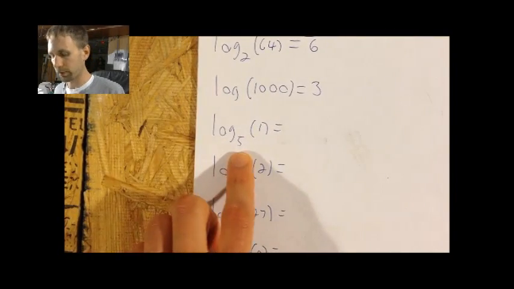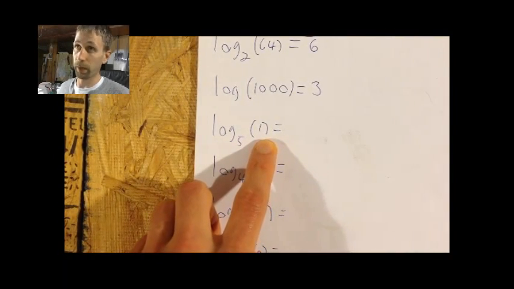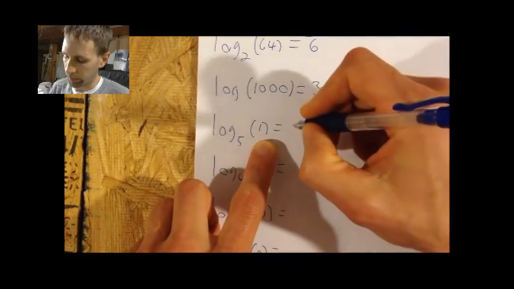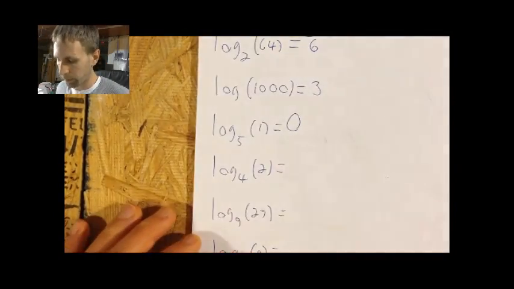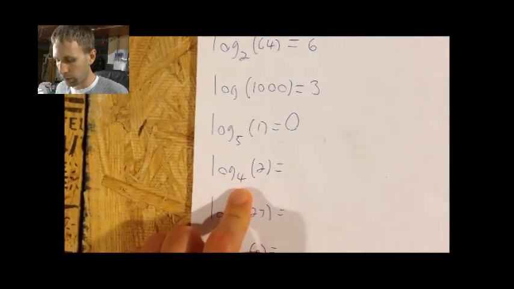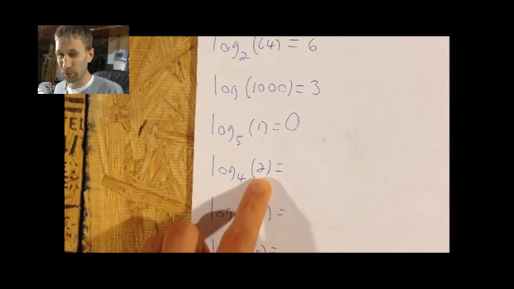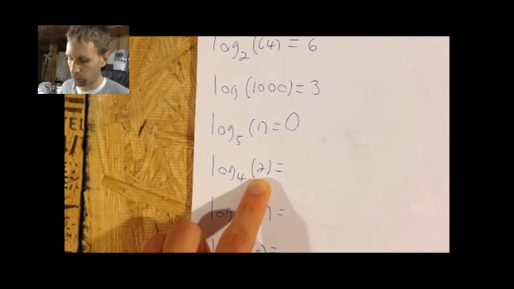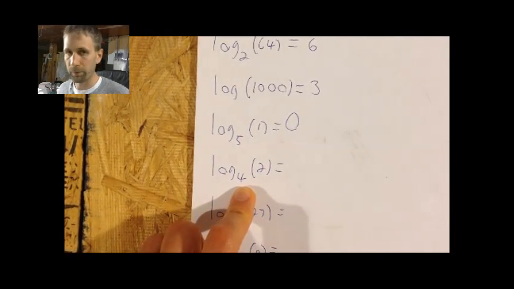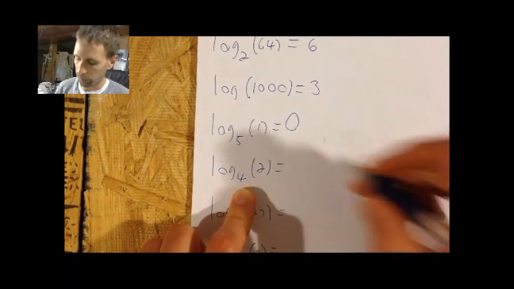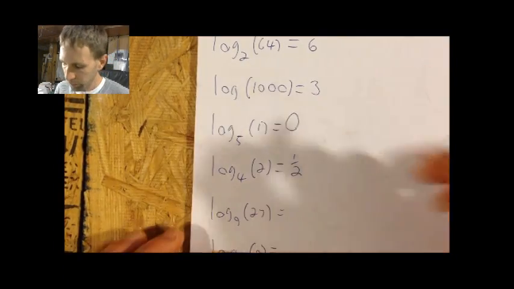And we can keep doing these. Log base 5 of 1: 5 to what power gives 1? That's going to be 0, because 5 to the 0 is 1. Log base 4 of 2: 4 raised to what power gives 2? Since 2 is the square root of 4, that's equivalent to 4 to the 1/2 power. So the answer is 1/2.